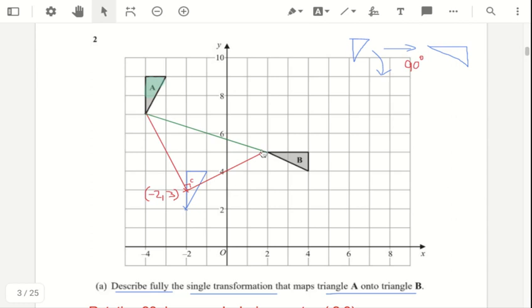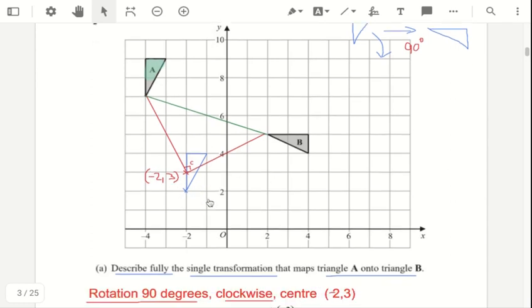So you keep doing it. It shouldn't take you too long. Then you know that this has been rotated about the center (-2, 3).